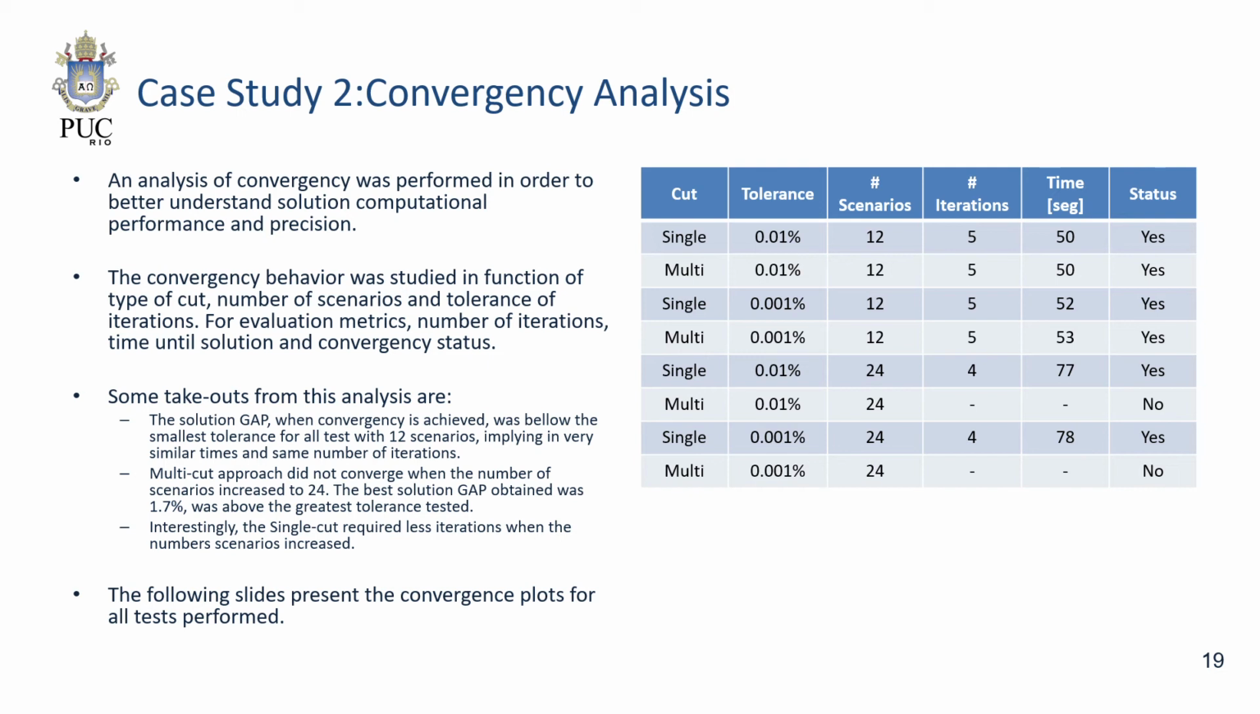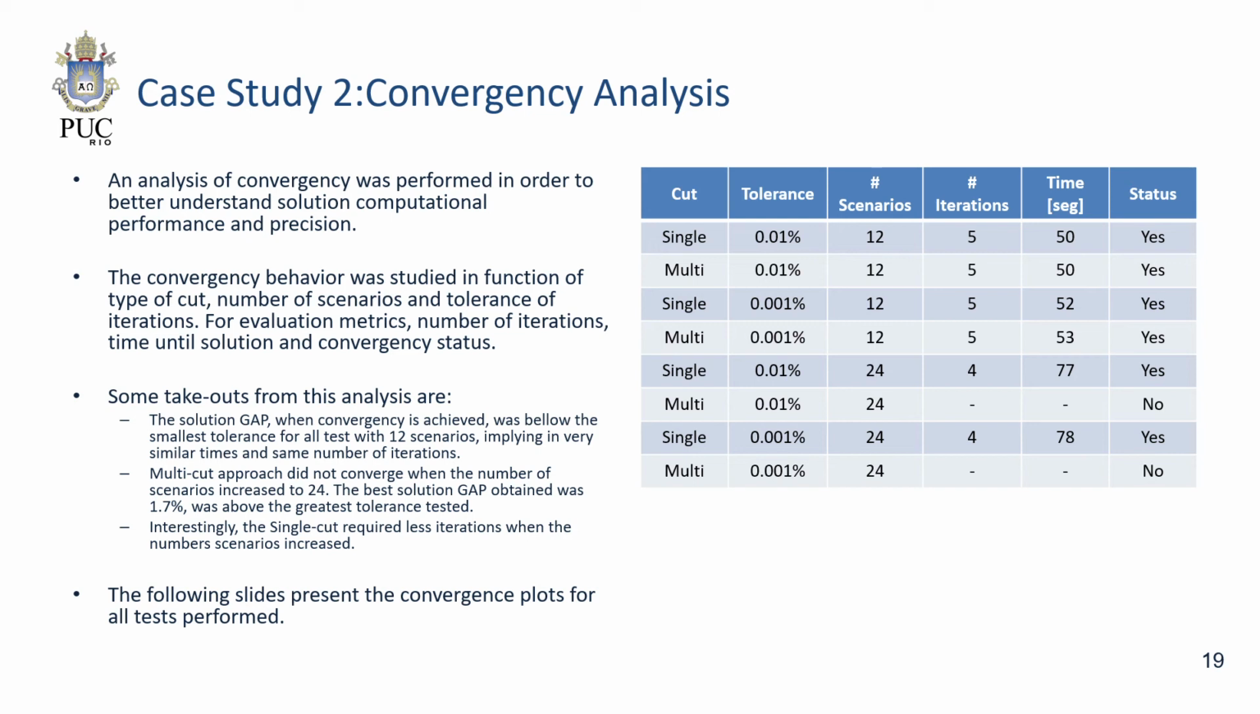Okay, so first we will look at the convergence, so we can start to explore the impact of Benders and single cuts and multi-cuts on the solution. Here we vary the types of cuts, the tolerance, and the number of scenarios, and we evaluate the solutions based on iterations, the time that it took, and whether it was able to converge or not.